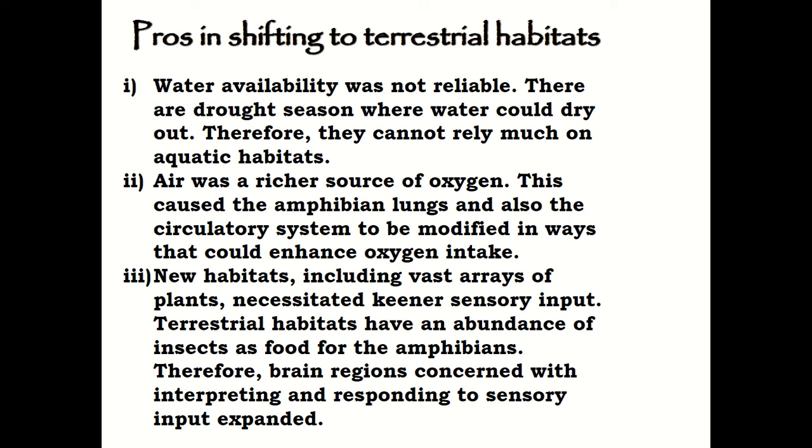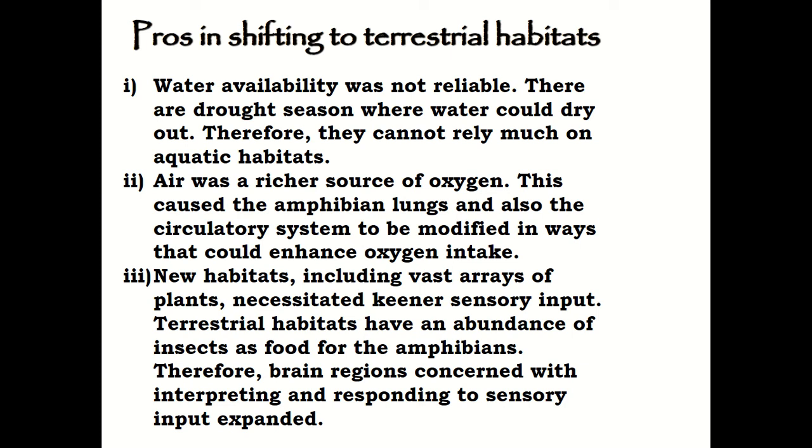Water availability was not reliable, because there are drought seasons where the water could dry out. So the amphibians could not rely much on the aquatic habitat due to this condition. Next, air was a richer source of oxygen. This caused the amphibian lungs and also the circulatory system to be modified in a way that they could enhance the oxygen intake for the body.